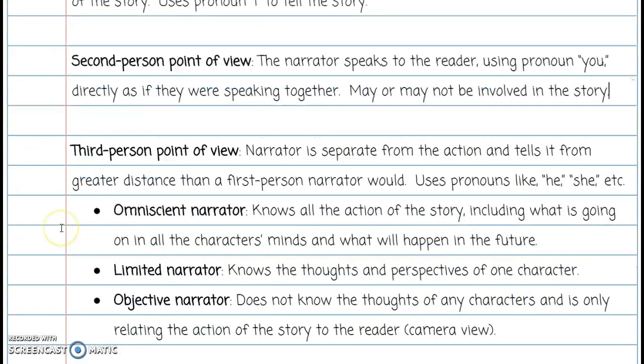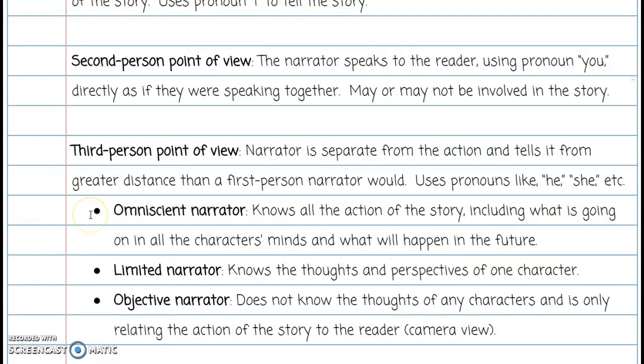With a third-person point of view, the narrator is separate from the action and tells it from a greater distance than a first-person narrator would. They use pronouns like he, she, etc. When you have a third-person point of view, you can have a narrator that is omniscient, limited, or objective.